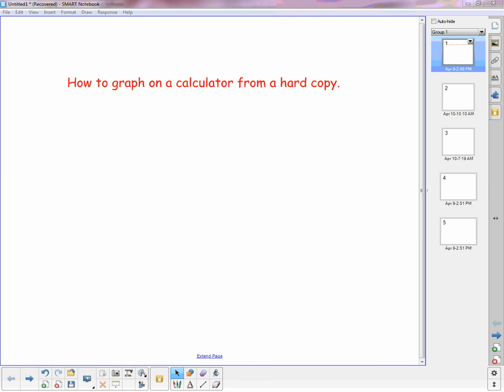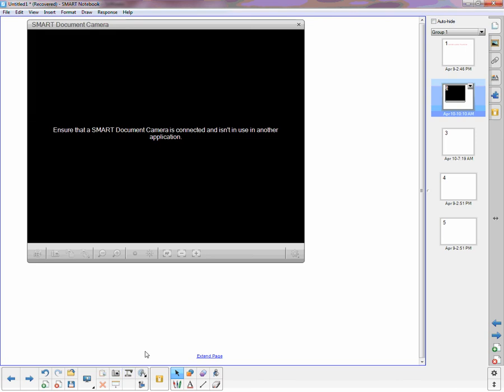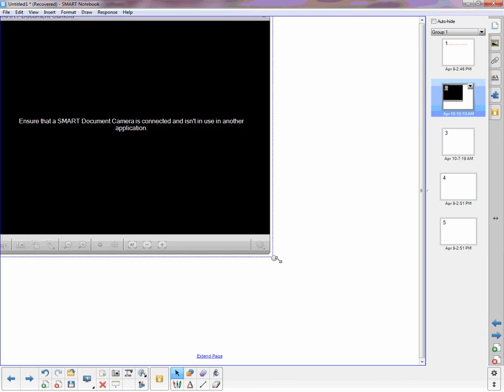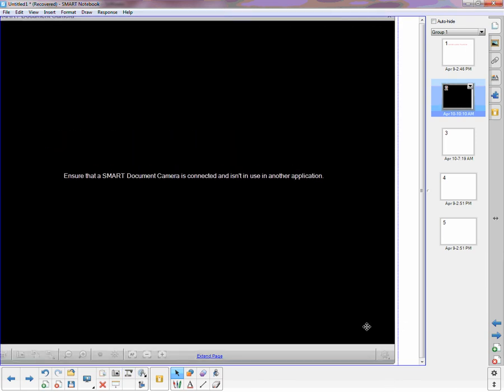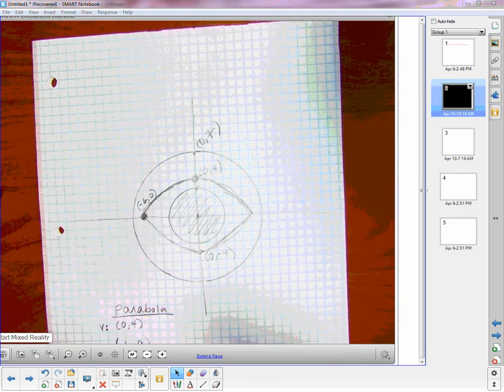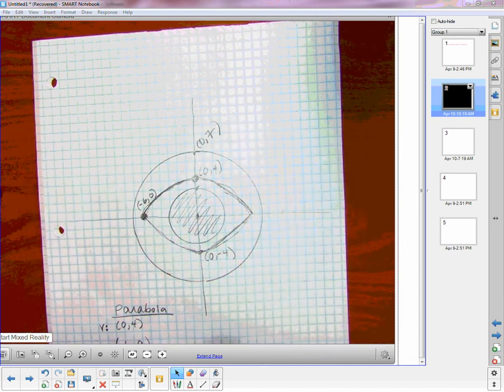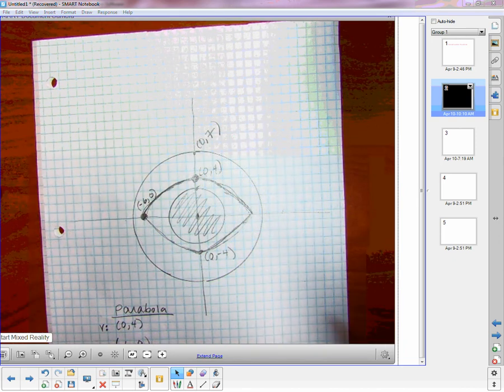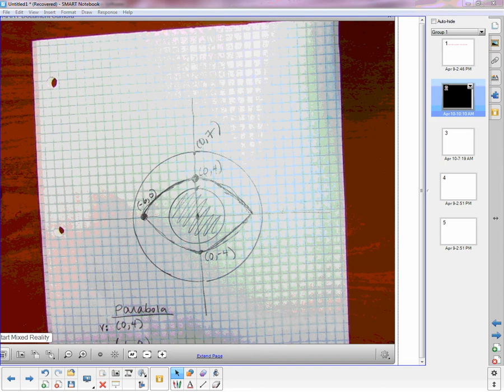Alright, so I am going to show how to put something on a calculator from a hard copy. So I'm going to pull up an example. Okay, so this is the warm-up that I gave you guys. I drew this freehand and then I put it in the calculator to send it as a quick pull.